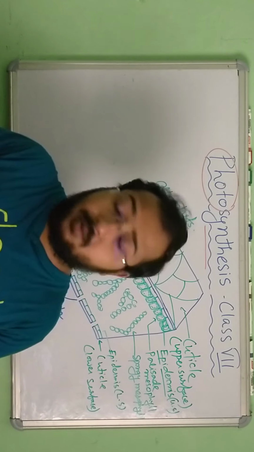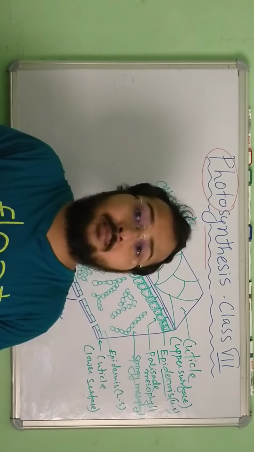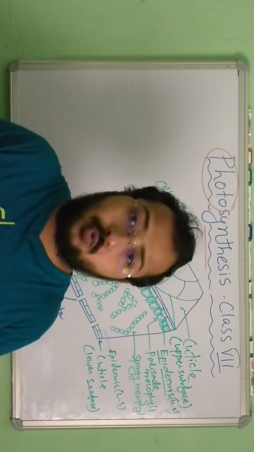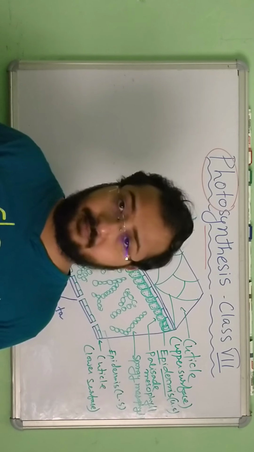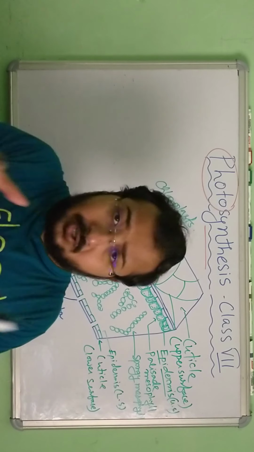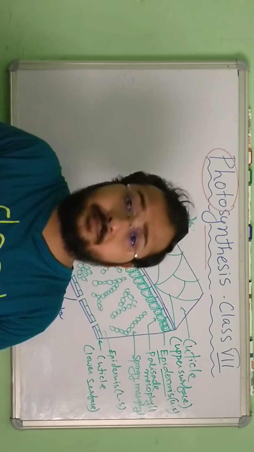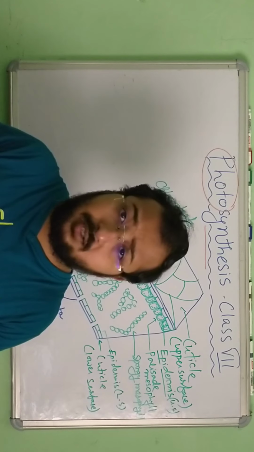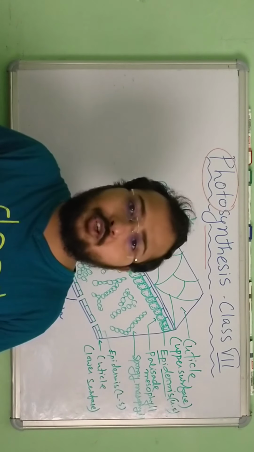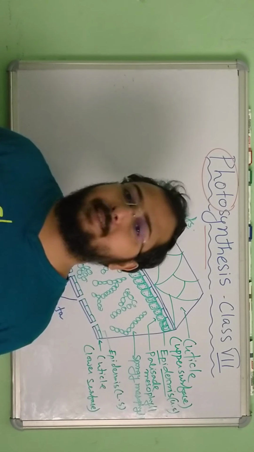The cells swell up. When water enters into us, what will happen? It will swell up, right? The swelling up is called turgid condition or turgidity. So when the cell sap enters into the guard cells, they become turgid and swell up. As a result, the stomatal pore opens, because the stomatal pore is present in between two guard cells.